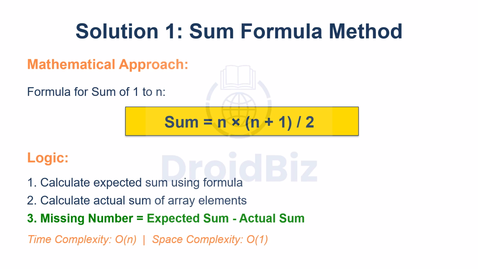The key insight is using the formula for the sum of numbers from 1 to n, which is n times n plus 1, divided by 2. This formula is highlighted in yellow for emphasis. Here's the logic in 3 simple steps.